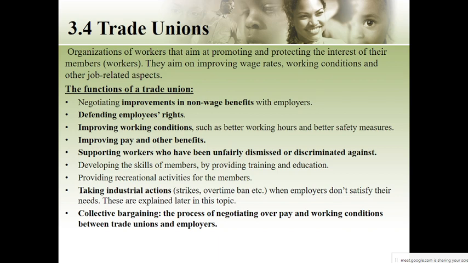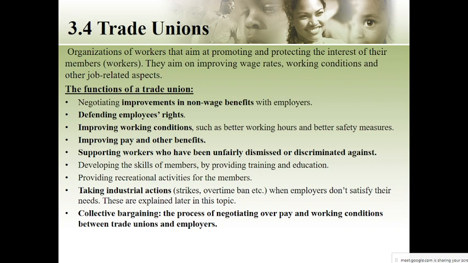What are trade unions? Trade unions are organizations of workers that aim to promote and protect the interests of the members or the workers, simply known as trade unions. The unions or organizations that protect the rights of labor are known as trade unions. They aim to improve wages, as we discussed yesterday, their working conditions, and job-related aspects. This is the main purpose of trade unions.